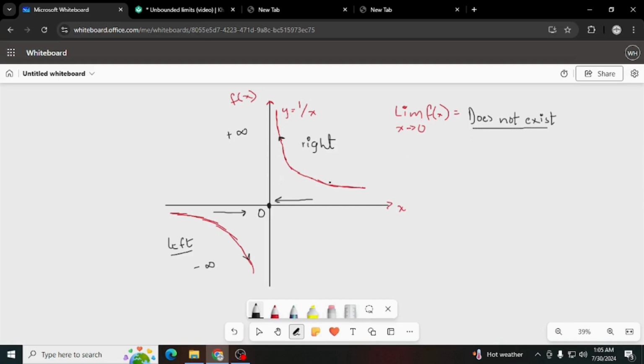In these cases, the limits are approaching two different values from both sides, so these do not exist. But in future videos, we will see that in some cases, limits do exist even if they are approaching two different values from both sides.